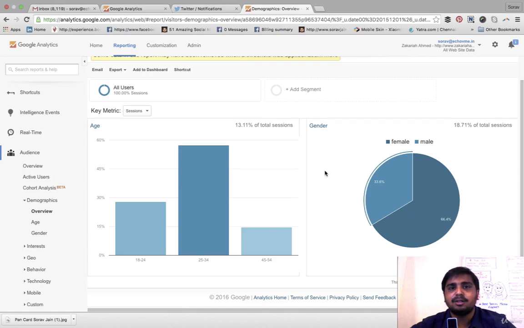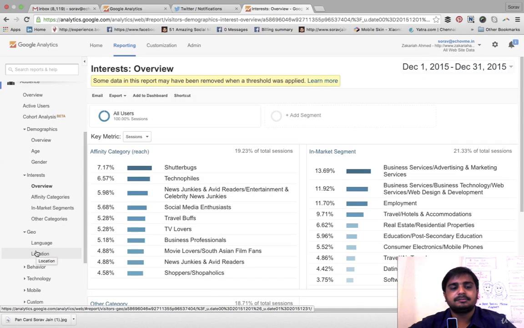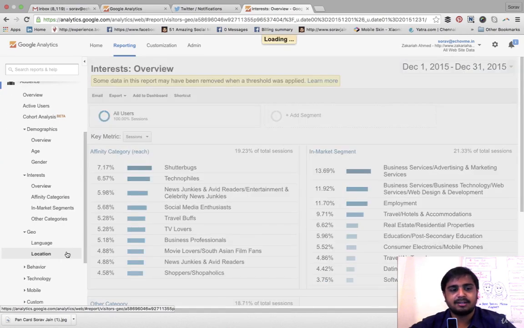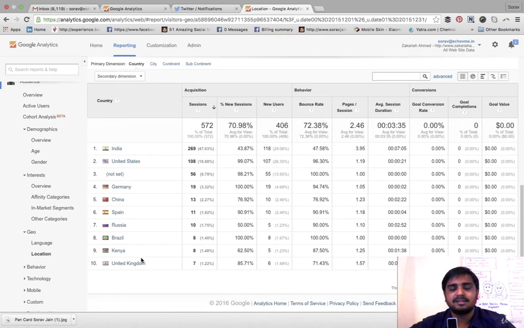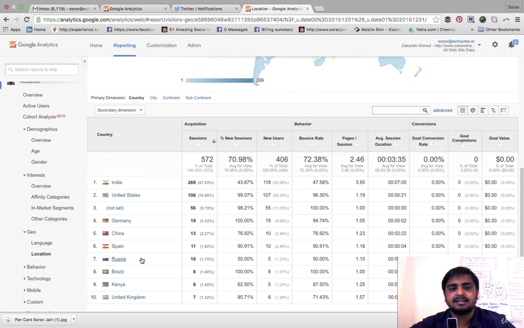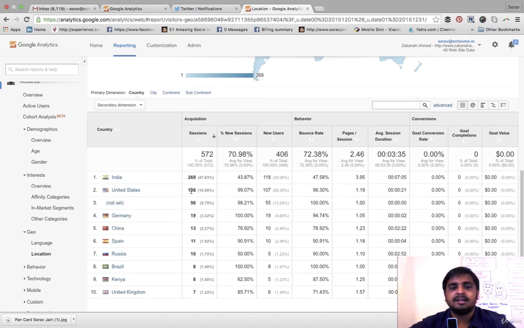Another important aspect to look at here is the location. It will tell you where the visitors are coming from. It shows that the majority of visitors to the website are from India, with about 108 visitors coming from the US. People who come from India spend close to about 7 minutes, while people who come from the US spend just 21 seconds.